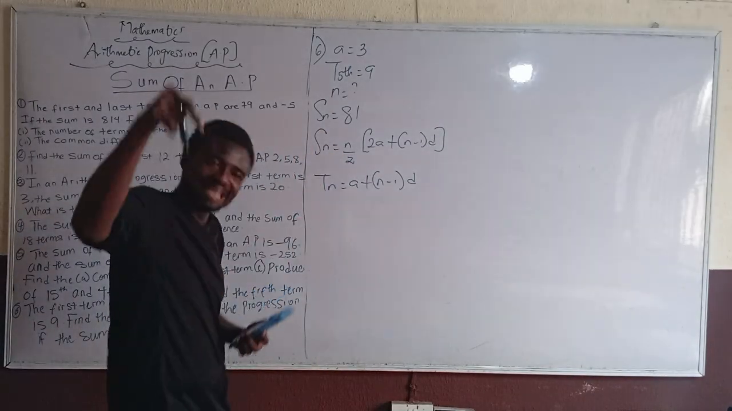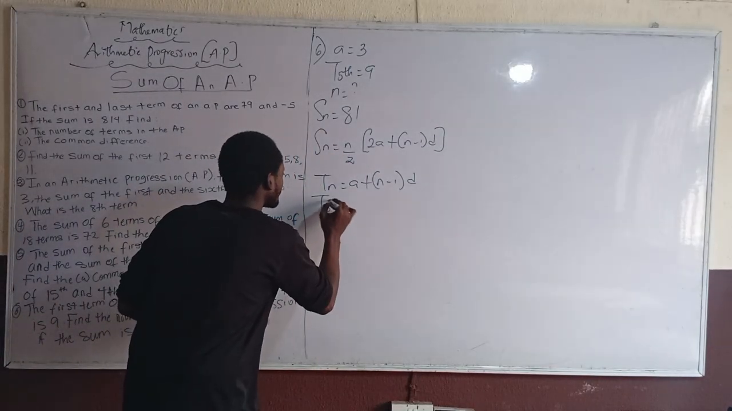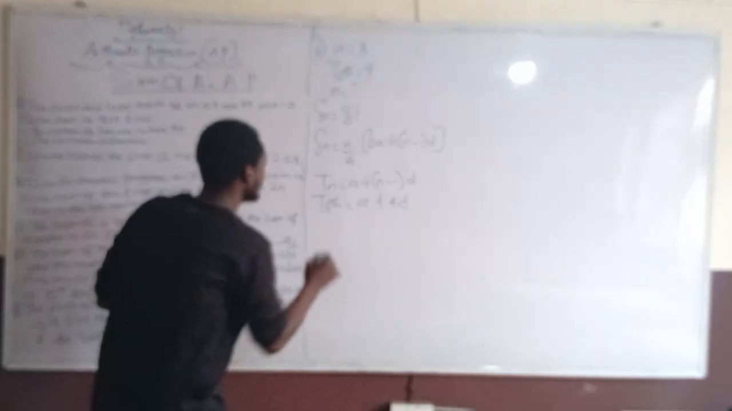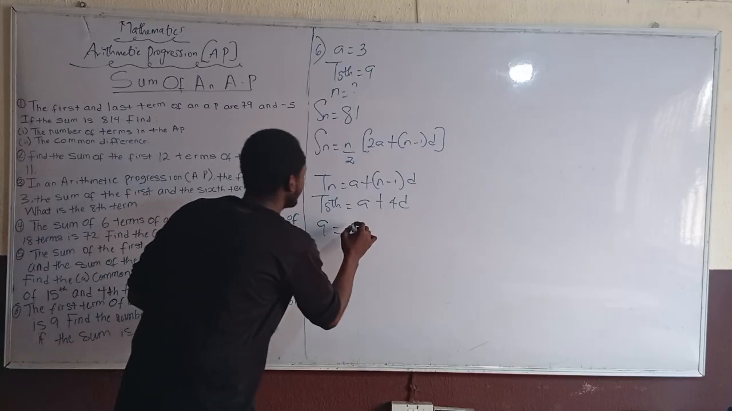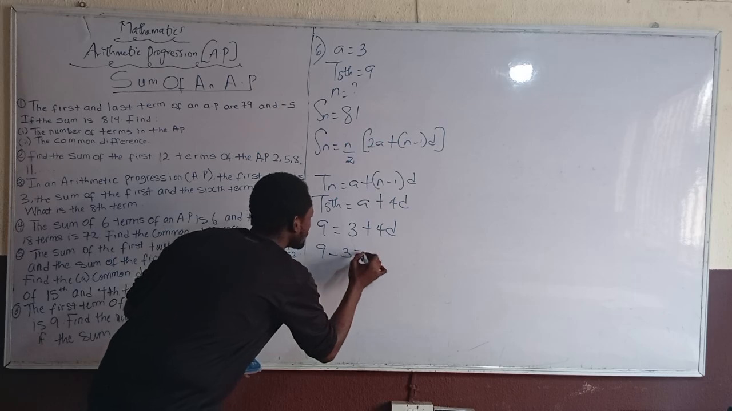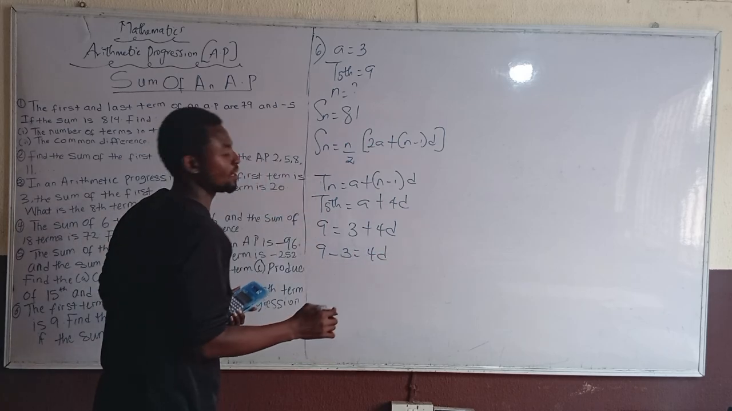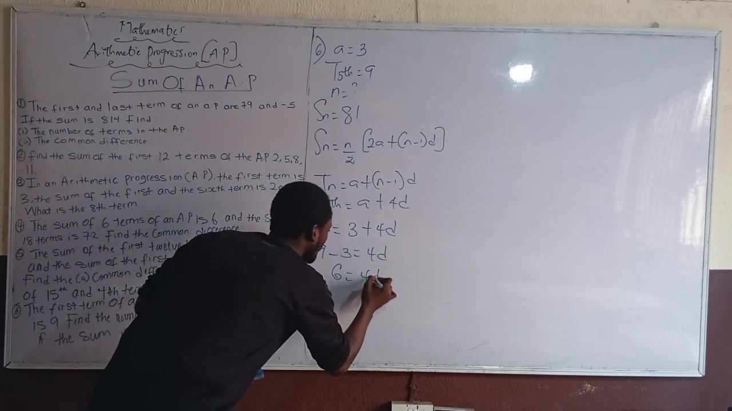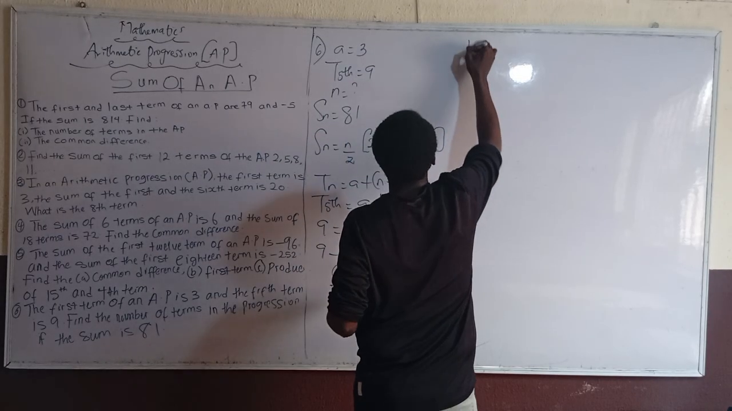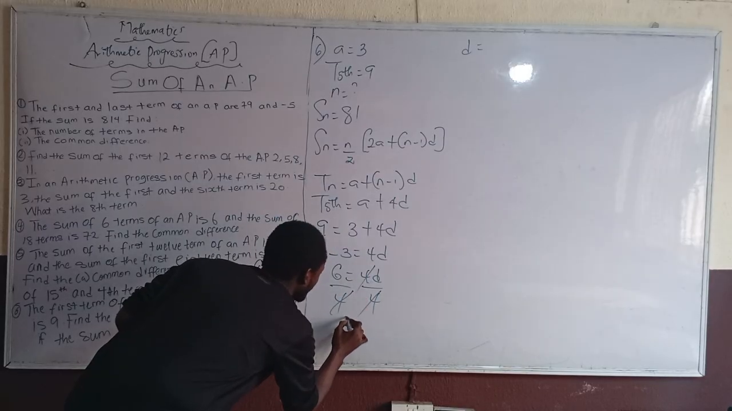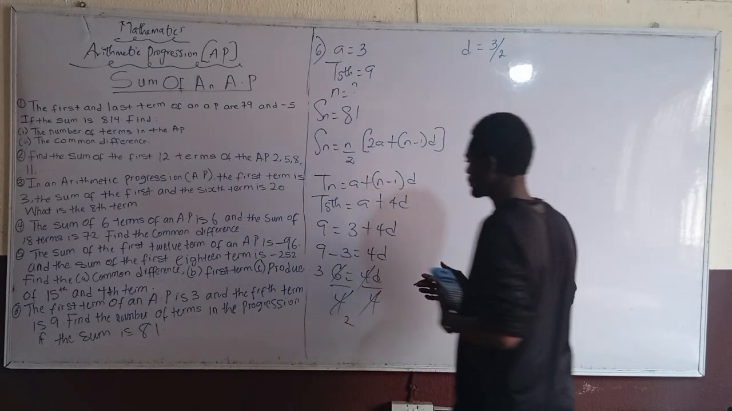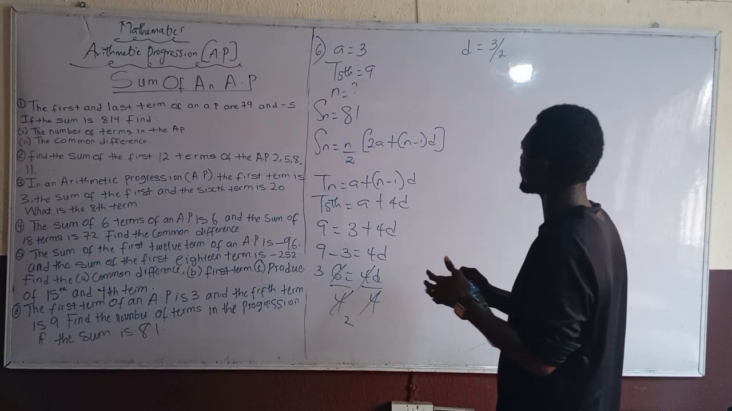And the Tn I'm using here is the T5th, which is a plus 4d. My T5th is 9. My a is 3, plus 4d. 9 minus 3 is 6, equals 4d. Divide by 4, divide by 4. This cancels this. So my d becomes 2 here 2, 2 here 3. My d becomes 3 over 2.